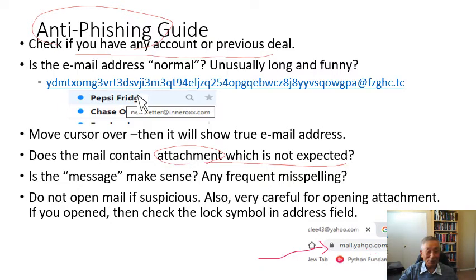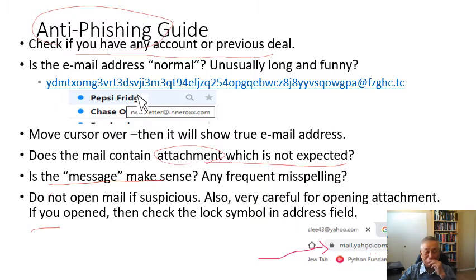So it's better than missing or delaying some legal document than just clicking and then the computer gets infested with the virus. Then, does the message make any sense? Some of them just don't understand what it's talking about.